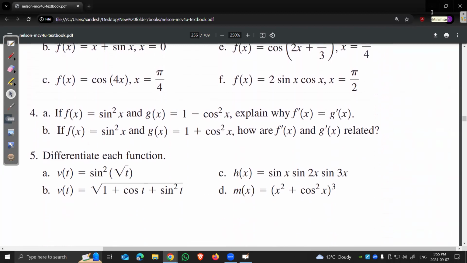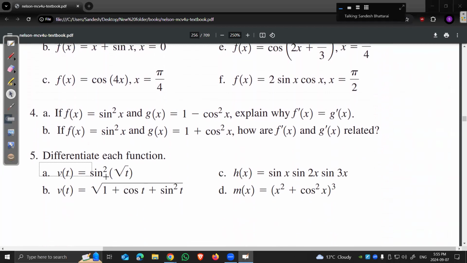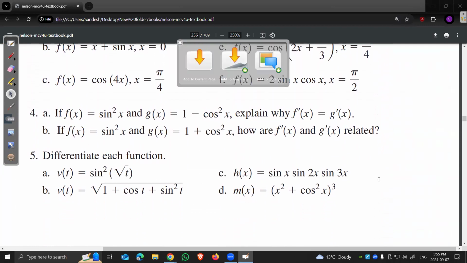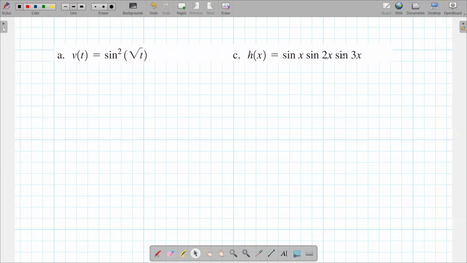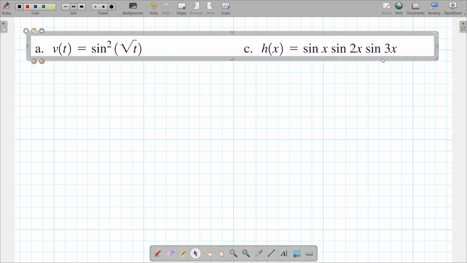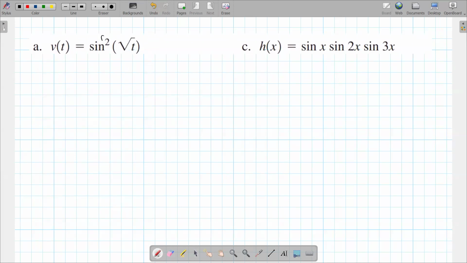Let's try these guys. Might be more of a challenge. Now remember, sine squared. This squared applies to the entire function. Does not apply to the angle. You know what I mean? This is equivalent of sine of square root t, this entire thing squared. So what'll be v prime of t here? What'll be the derivative?